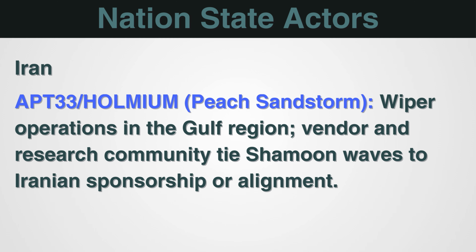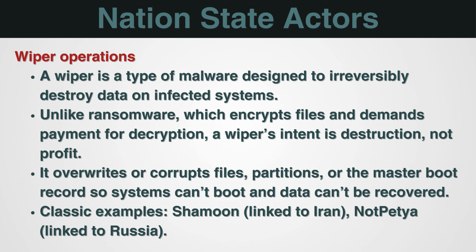And then Iran: APT33. Holmium is the Microsoft codename for APT33, and Peach Sandstorm is Microsoft's newer naming convention for Iranian state-backed actor activity that overlaps with APT33 and Holmium. They had wiper operations in the Gulf region. A wiper is a type of malware designed to irreversibly destroy data on infected systems. Unlike ransomware, which encrypts files and demands payment for decryption, a wiper's intent is destruction, not profit. It overwrites or corrupts files, partitions, or the master boot record so systems can't boot and data can't be recovered. Classic examples of these were Shamoon and NotPetya.